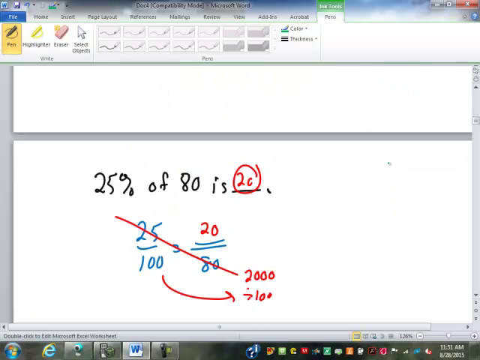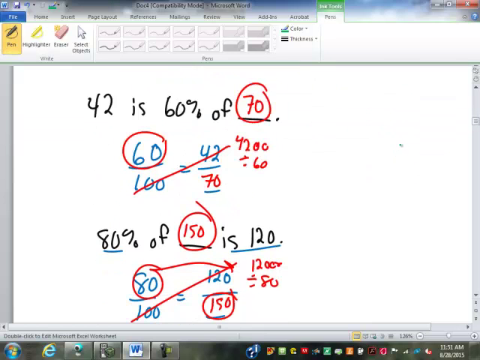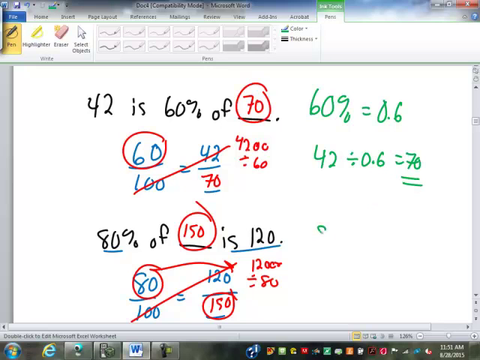Because we get down to this one here, 60% is 0.6. But we're not going to take 42 times 0.6. We're going to have to take 42 divided by 0.6 to get 70. Same down here. 80% is 0.8. It's 120 divided by 0.8 to get 150.